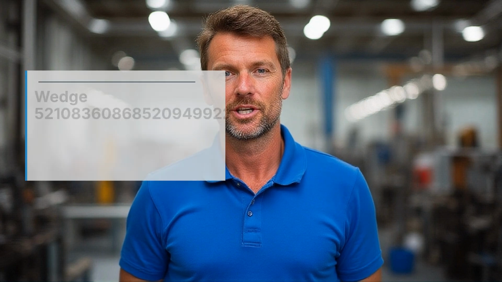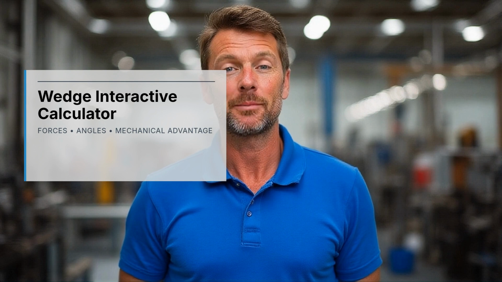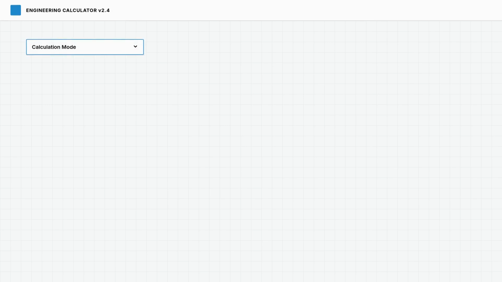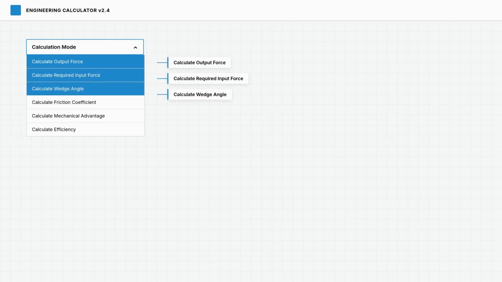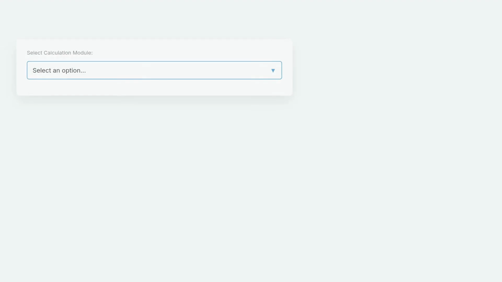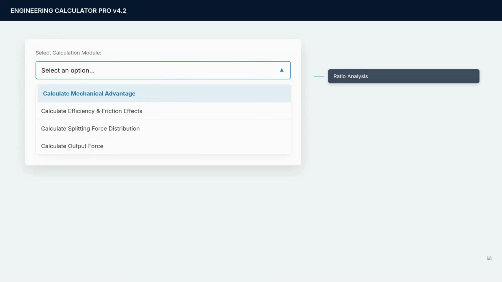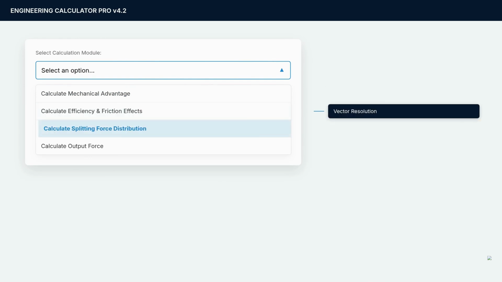This is the Simple Machine Wedge Interactive Calculator, which calculates forces, angles, and mechanical advantages for wedge applications. The calculator has 6 calculation modes available in the drop-down menu: calculate output force, calculate required input force, calculate wedge angle, calculate mechanical advantage, calculate efficiency and friction effects, and calculate splitting force distribution. For this demonstration, I've selected Calculate Output Force.